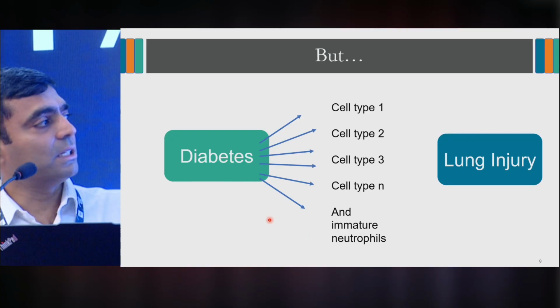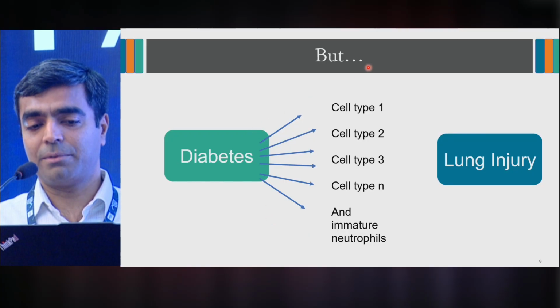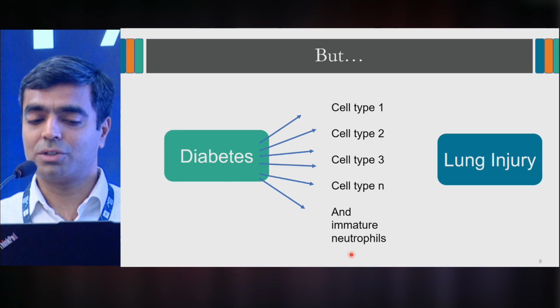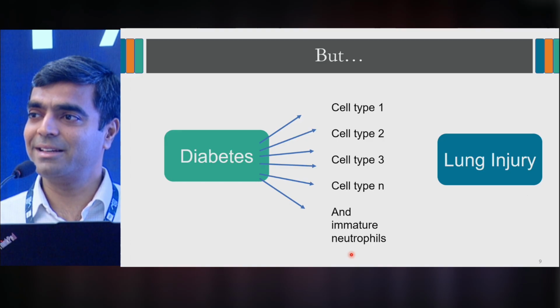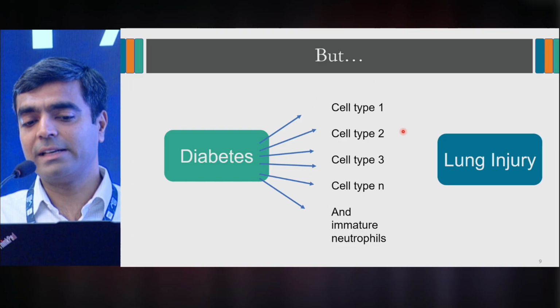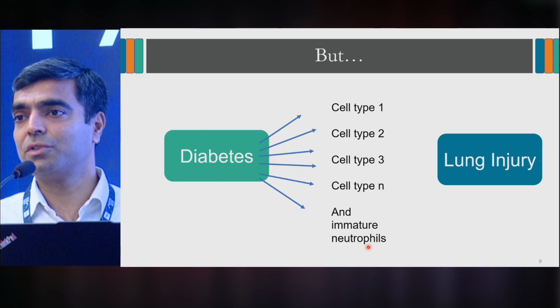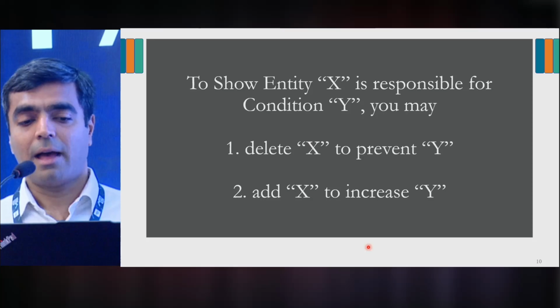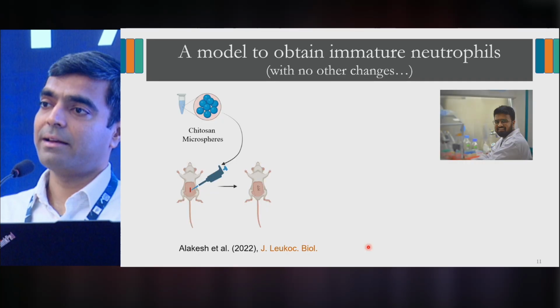But the big question here is that diabetes causes some 10 different changes, immature neutrophils being one of them that we have studied. How can we link it to lung injury, right? So for that, we should avoid all these other changes and only change immature neutrophils. How do we do that? And that's the mouse model that we created in our lab.